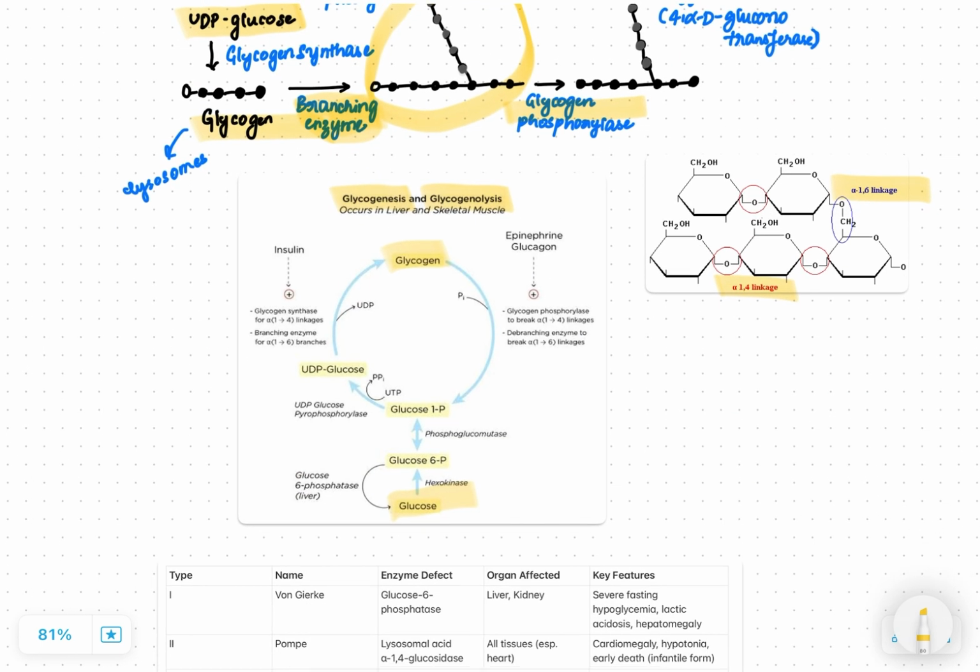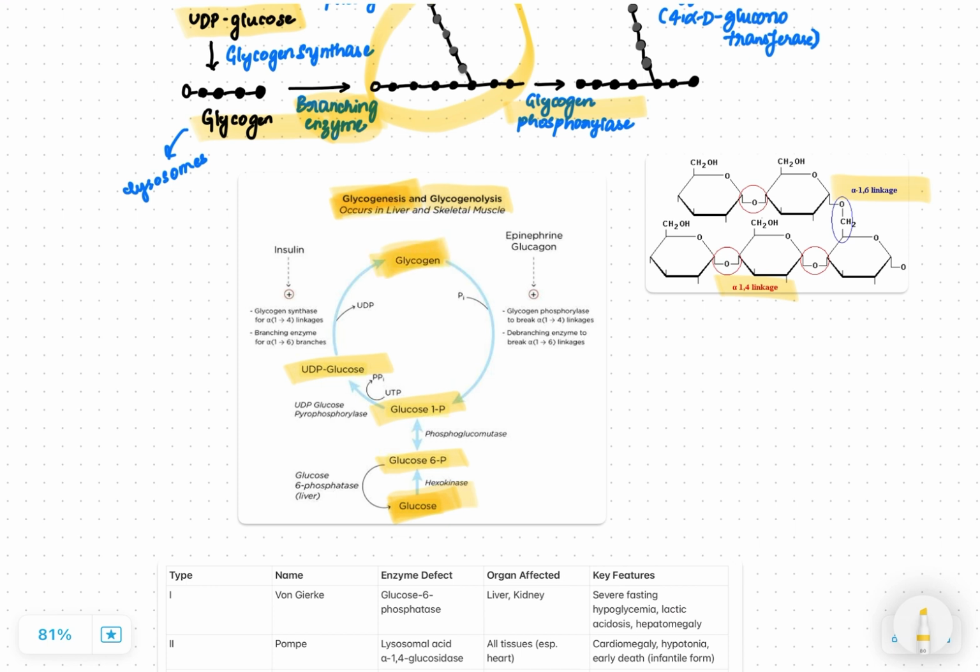So why do these processes occur? Whenever there is an increase in glucose in the body, insulin will act and try to convert the excess glucose into glycogen. So glycogenesis occurs. Glucose is converted to glucose 6-phosphate, glucose 1-phosphate, UDP glucose and into glycogen in glycogenesis.